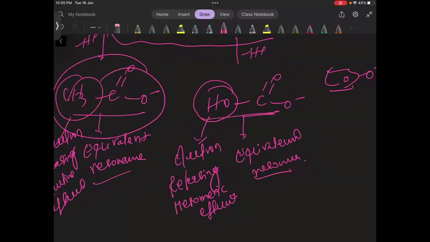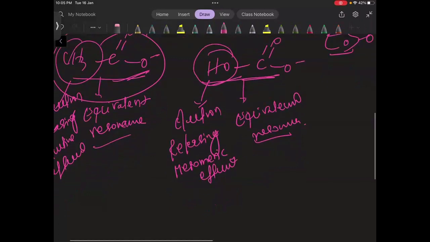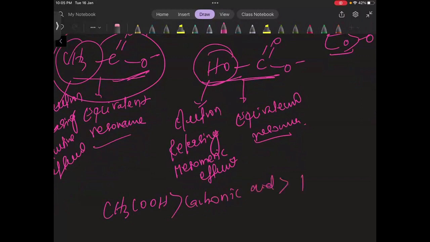That is the reason, because both compounds have equivalent resonance, yet carbonic acid is less acidic, because OH is the more electron releasing group by mesomeric effect, correct? That is the reason. So acetic acid is more acidic than carbonic acid and then phenol, because phenol has unequivalent resonating structures, correct? So phenol has no proper resonance there.